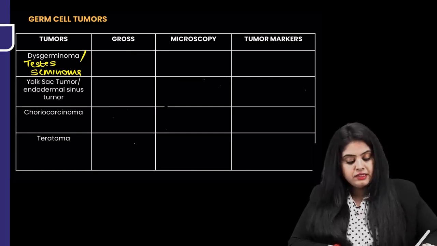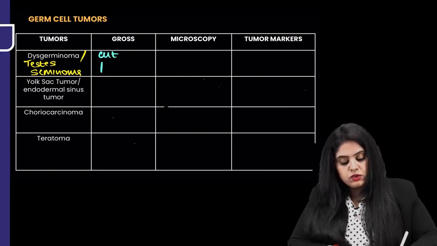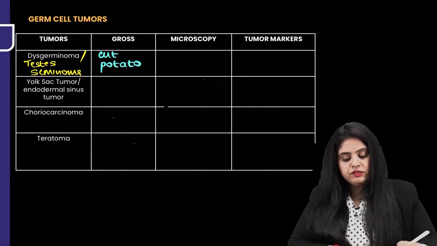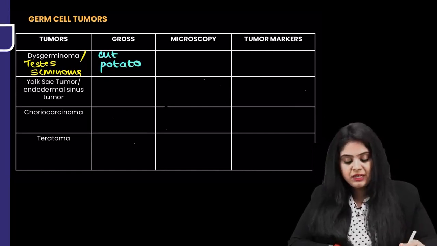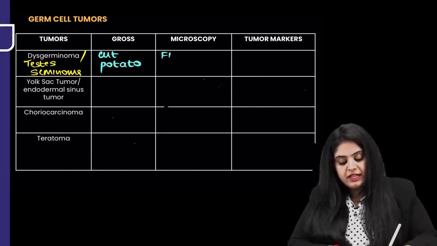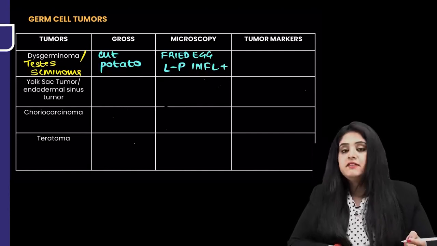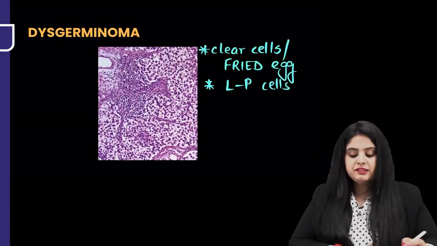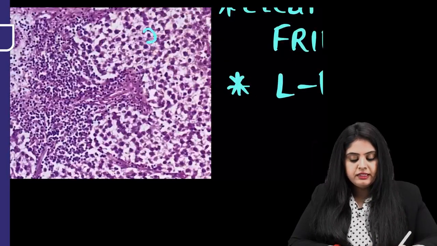So firstly, dysgerminoma tends to have a cut potato appearance. It looks like an aloo. It looks like a cut potato. And microscopically, it's very famous for two things. One is a fried egg appearance and the other is lymphoplasmacytic inflammation. Very, very important. Let me show you. Have a look at this. Can you see these clear cells? These clear cells are all fried egg appearance.